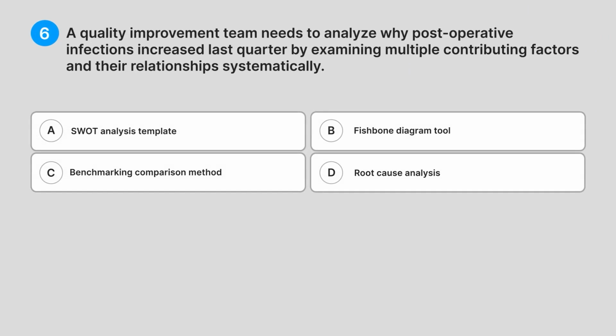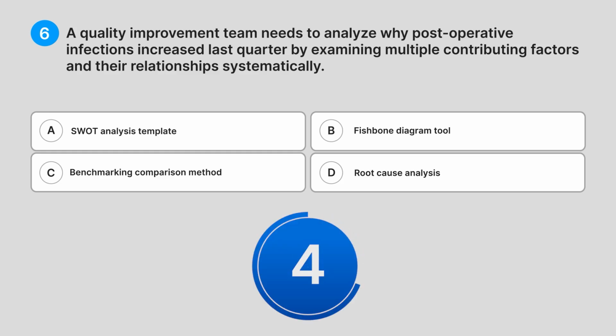6. A quality improvement team needs to analyse why post-operative infections increased last quarter by examining multiple contributing factors and their relationships systematically. A. SWOT analysis template. B. Fishbone diagram tool. C. Benchmarking comparison method. D. Root cause analysis. Do you know the answer?